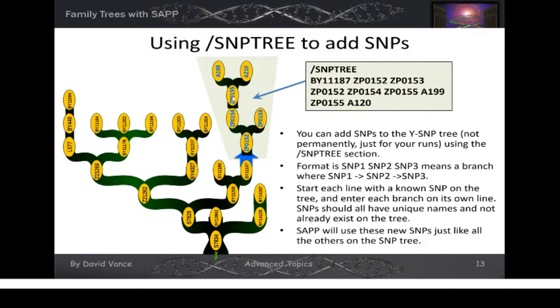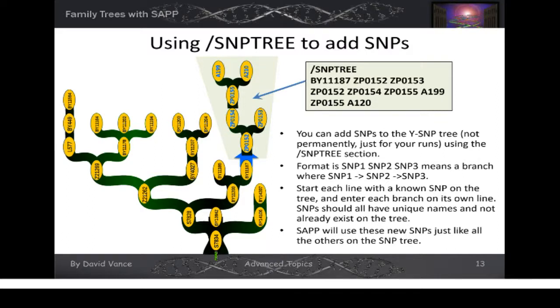I can then start with ZP0155 because I've already defined it, and say it has another branch that goes down to A120. That's actually just a misnomer here. Those should be the same SNP. You can either call it A120 or A210. But the idea being that by those three lines, you've now added a branching structure underneath BY11187.